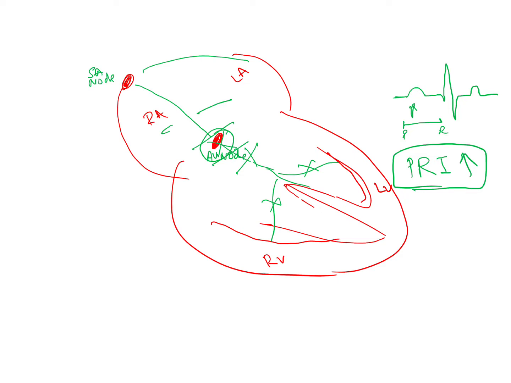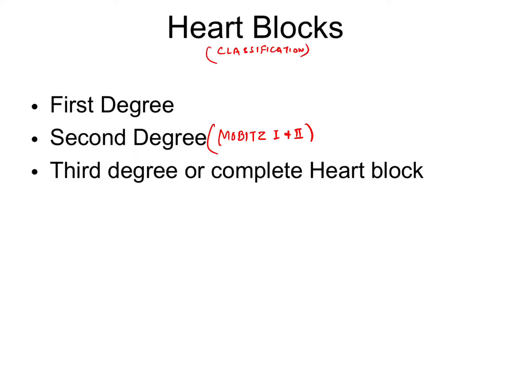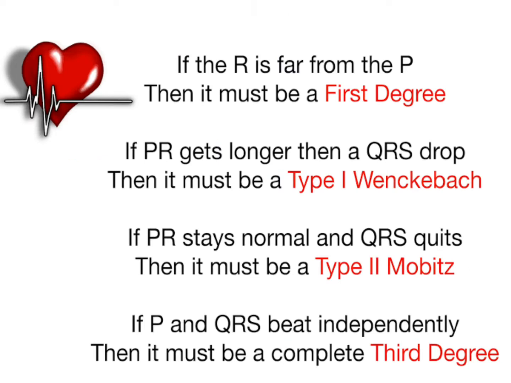Let us come to the heart blocks. Depending upon the findings in the ECG, the heart blocks are classified into first degree and second degree. Second degree is further divided into two types, Mobitz 1 and Mobitz 2 type, and then the third degree heart block, which we also call complete heart block.